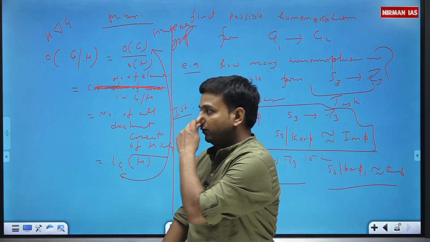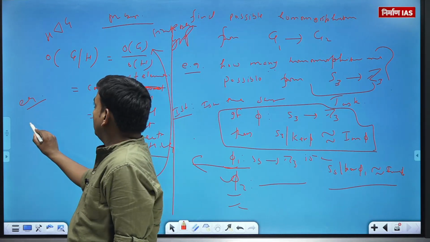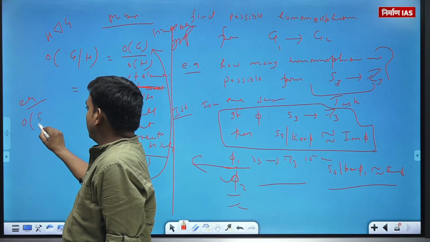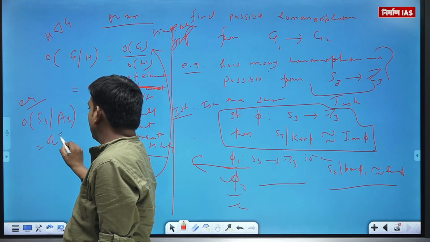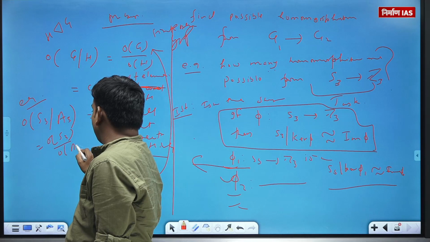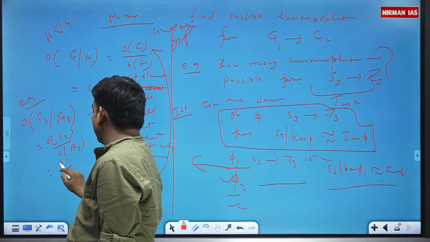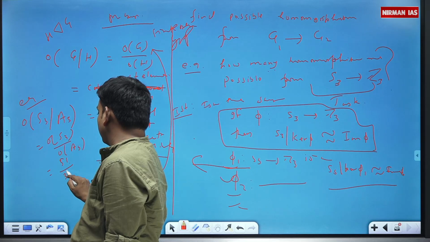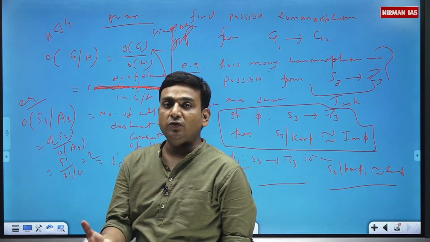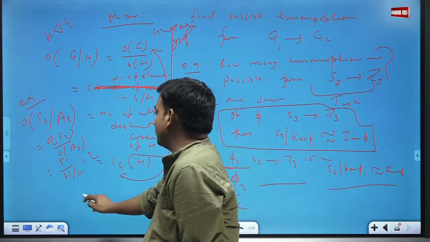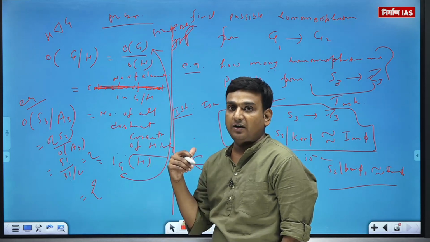So, for example, if you want to know what is the order of S3 by A3? This will be nothing but the order of S3 divided by the order of A3. That will be 3 factorial divided by 3 factorial by 2, that is 2 only. So how many cosets of A3 in S3 are there? 2. We also saw that earlier.